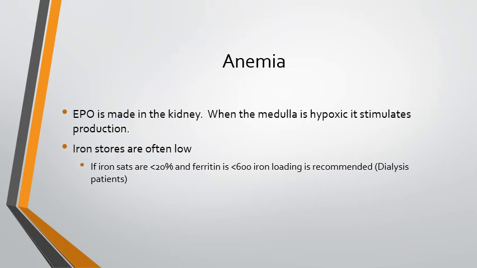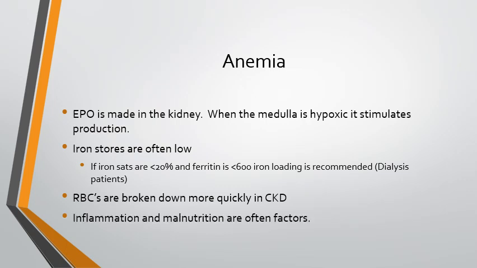Iron stores are often low as well. So what I do is check if the iron sats are less than 20% and the ferritin is less than 600, you can go ahead and load them with Venofer. Red blood cells are broken down more quickly in CKD, and inflammation and malnutrition are often factors as well.